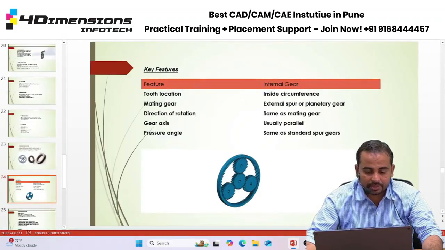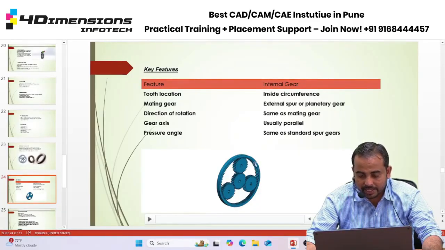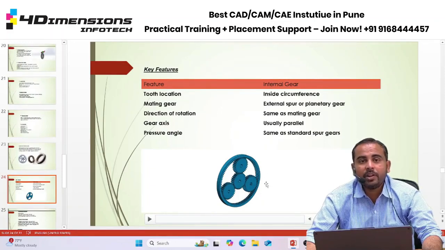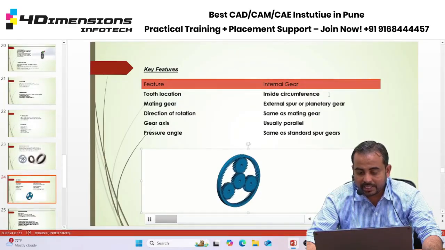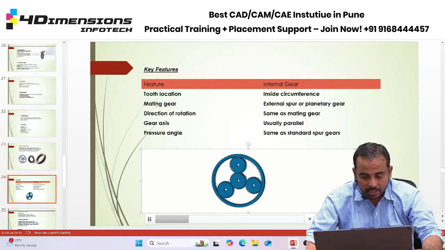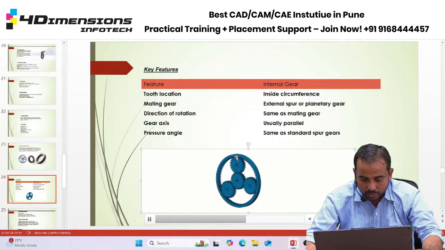Talking about key features, so there are some features given here, we'll talk about it. Tooth location. Inside circumference we can see here. We can see in this video how these internal gears will work. So I'll play it. And then we'll talk about tooth location. It is inside the circumference. We can see here mating gears. So the gear mating is external spur gear or planetary gear. Direction of rotation same as mating gear. We can see here both of them are rotating to the left side.